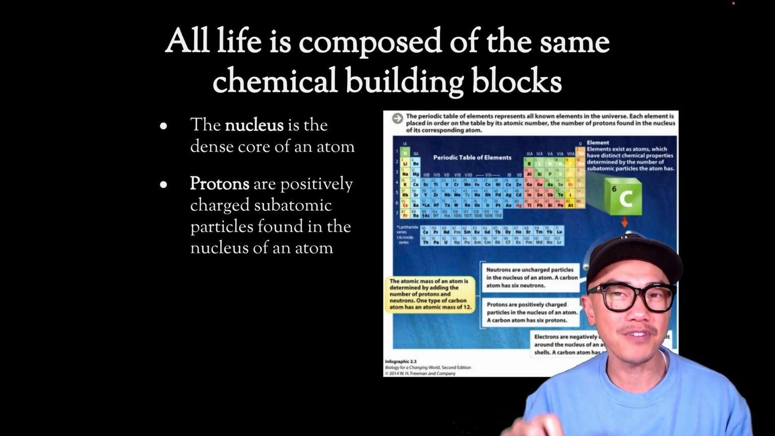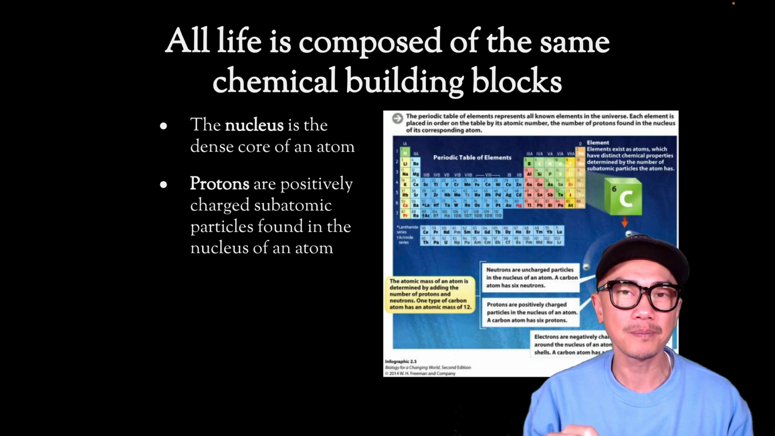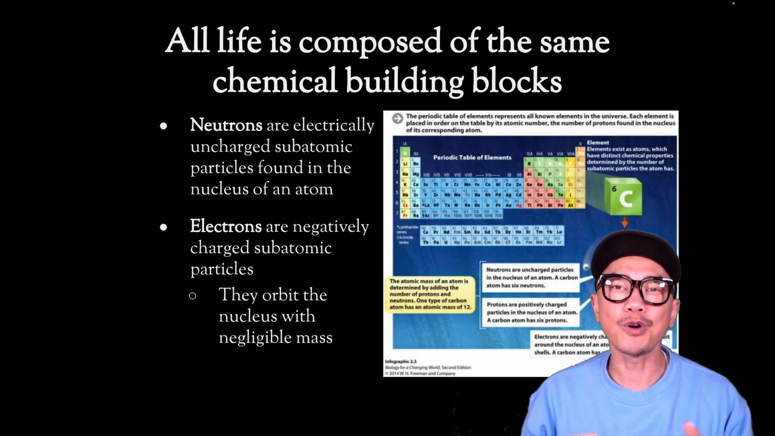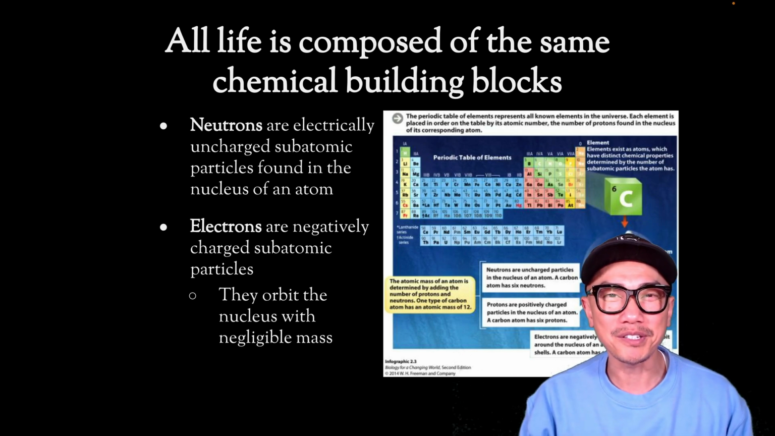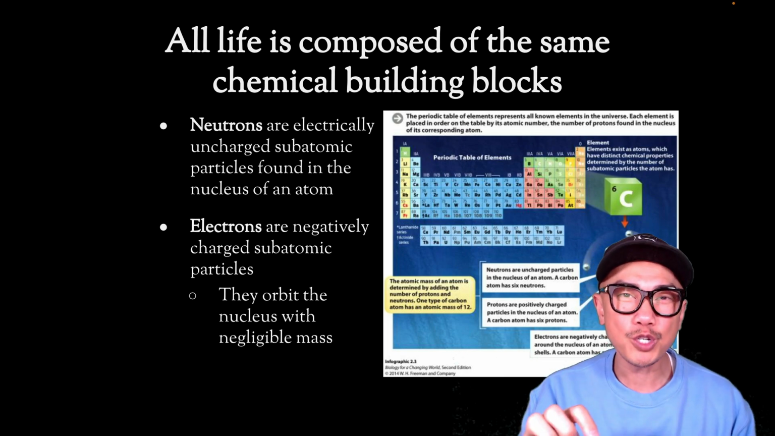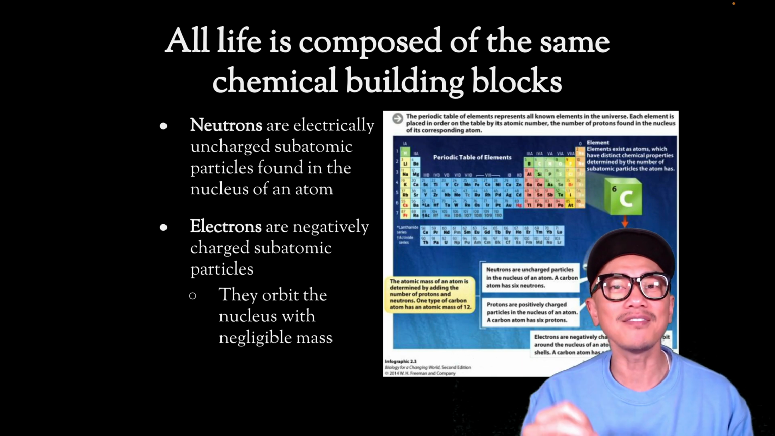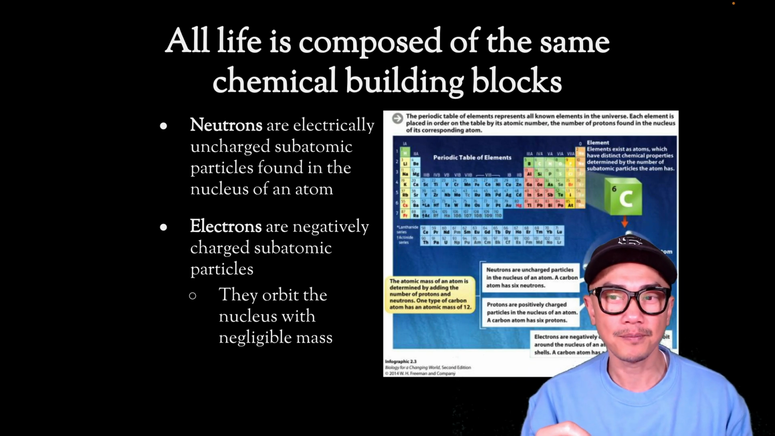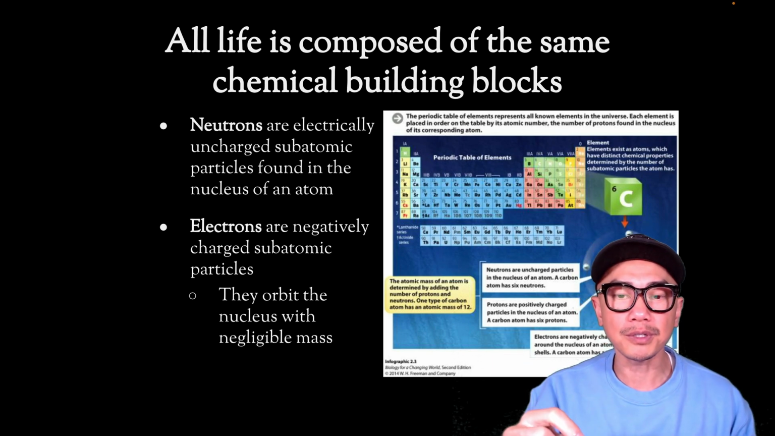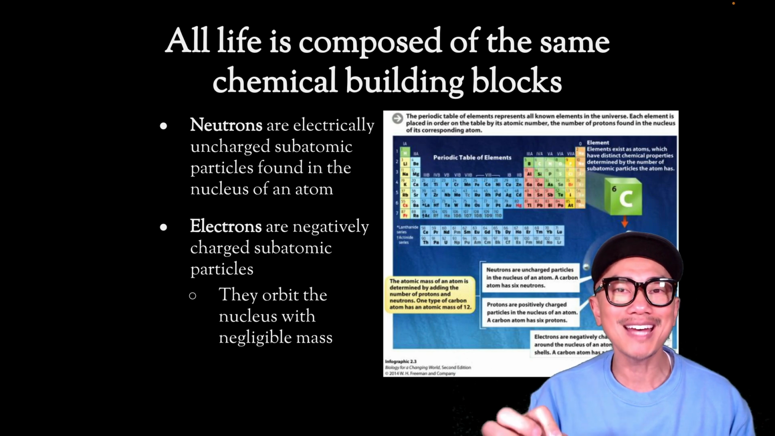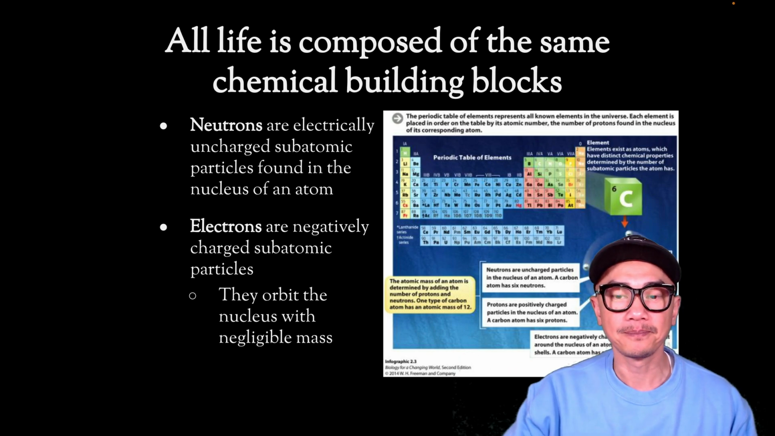Protons are found inside the nucleus. These subatomic particles are positively charged. Neutrons are also found in the nucleus. Neutrons have no charge. Electrons are found outside the nucleus and have a negative electrical charge. Electrons orbit the nucleus and are so light that their mass is considered negligible.